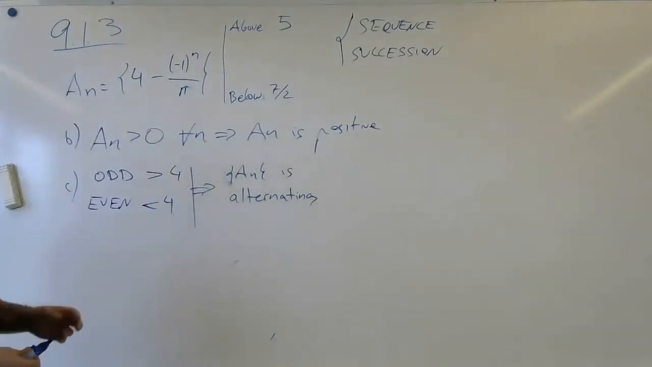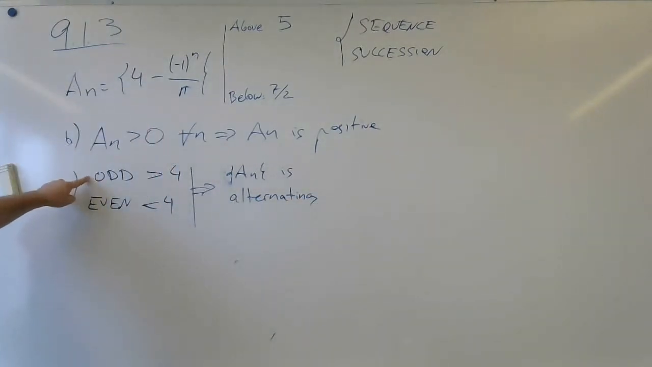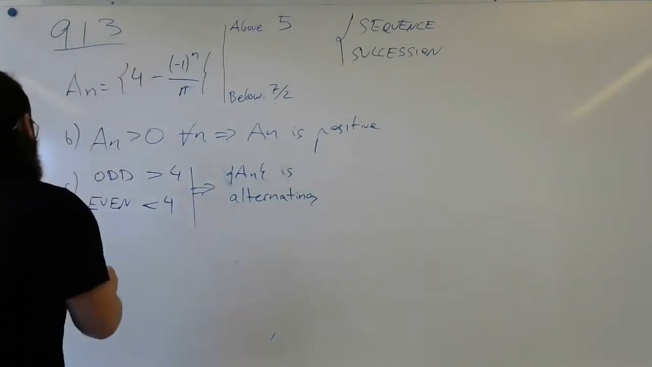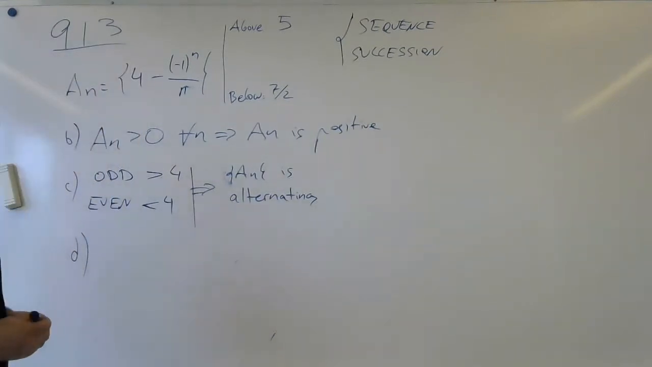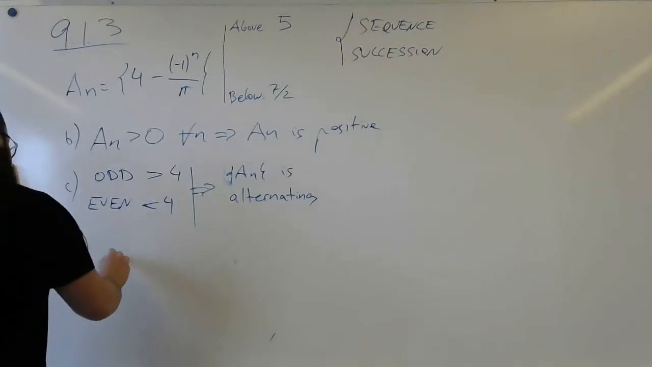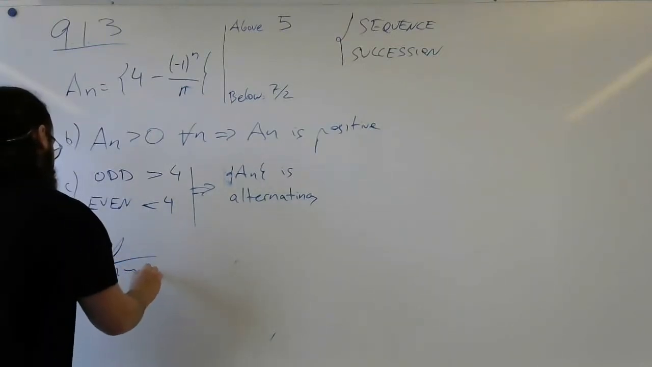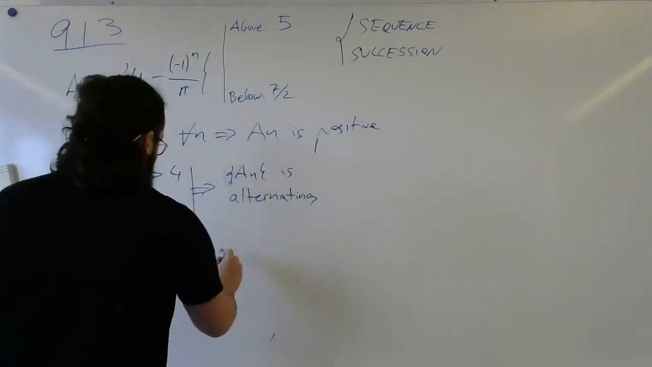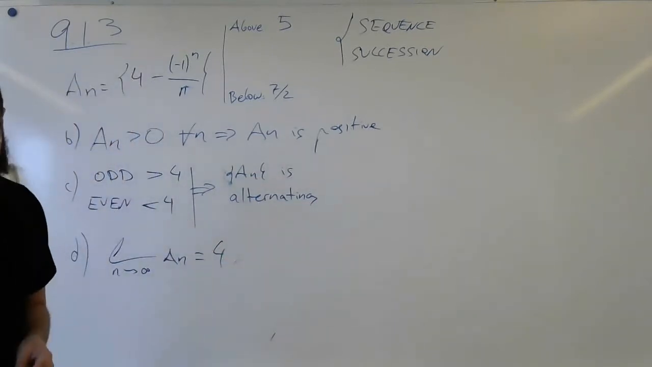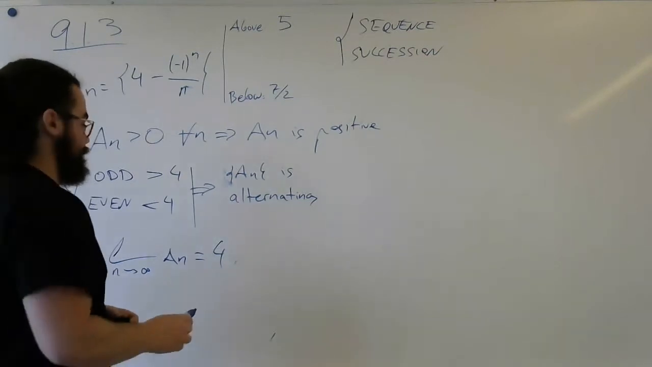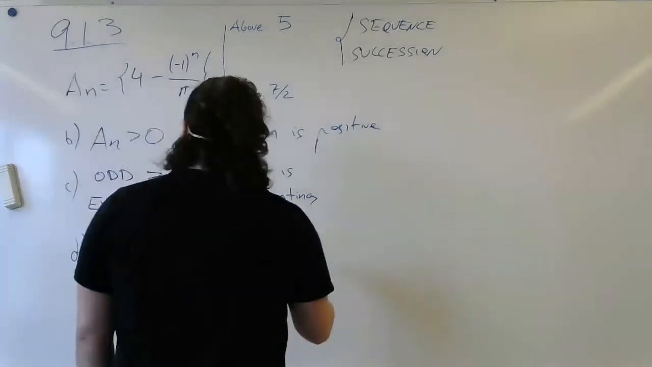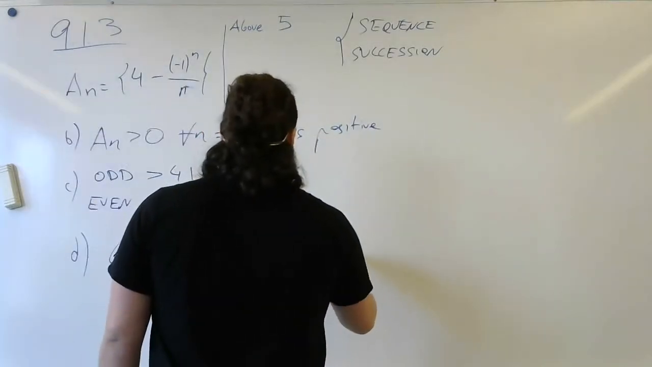However, this subsequence is decreasing, and this subsequence is increasing, as we have seen in part A. And the convergence, this we have already done in part A, but the limit of this is 4, which is finite. So a_n is convergent.